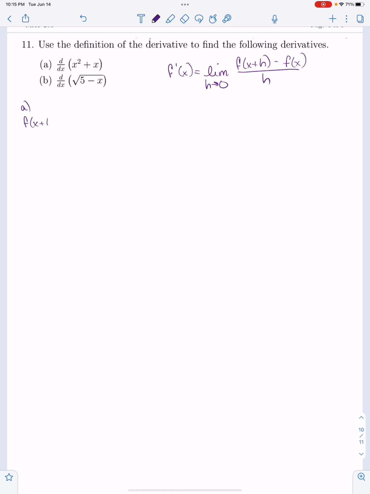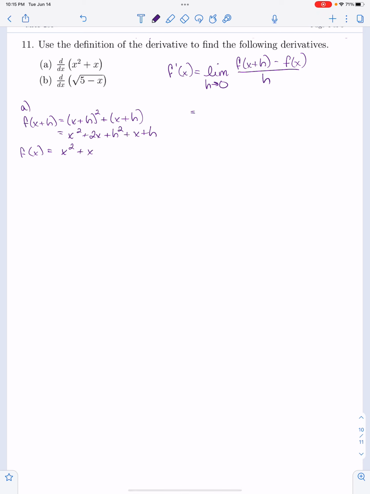f of x plus h is x plus h squared plus x plus h. I got x squared plus 2xh plus h squared plus x plus h. f of x, rewrite for good measure, is just x squared plus x.